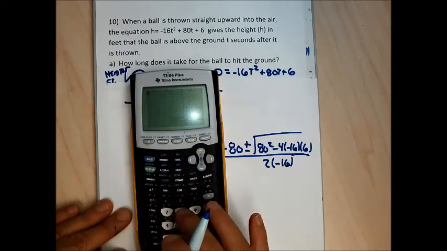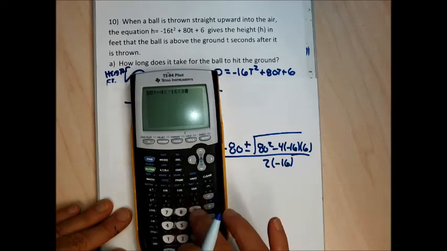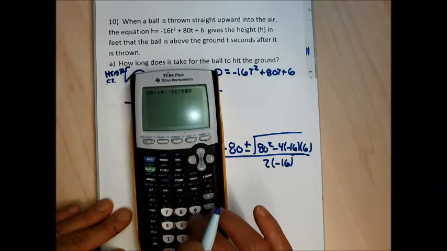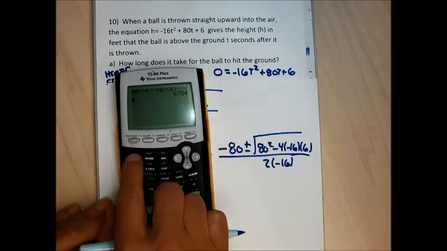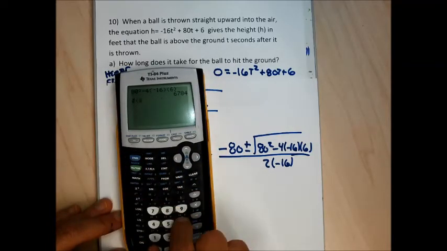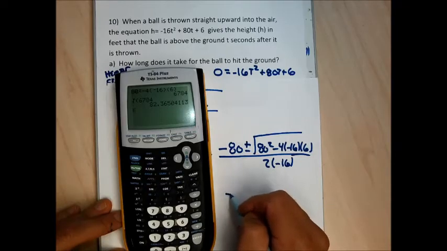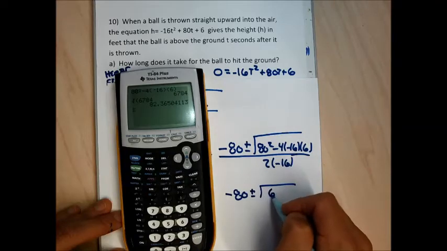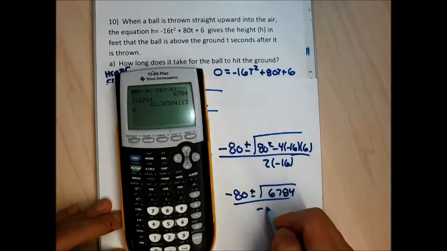Going to my main screen and doing 80 squared minus 4 times -16 times 6. That gives me 6784. And I'm going to do the square root of 6784. So second square root 6784. Oh, I get a horrible number. Oh well. I'm going to leave it as the square root of 6784. So I'm going to go minus 80 plus or minus the square root of 6784. And for the denominator, I'm going to put minus 32.